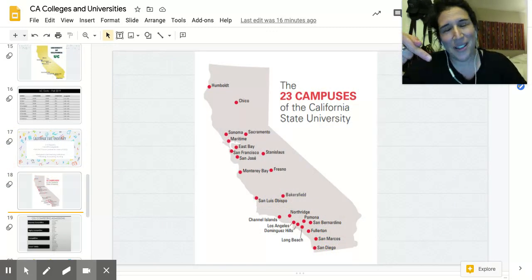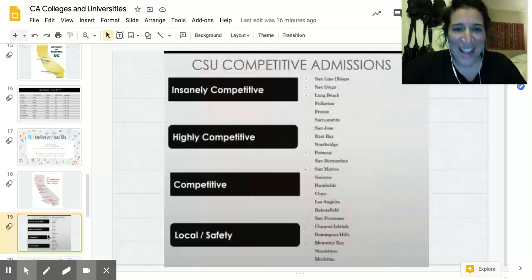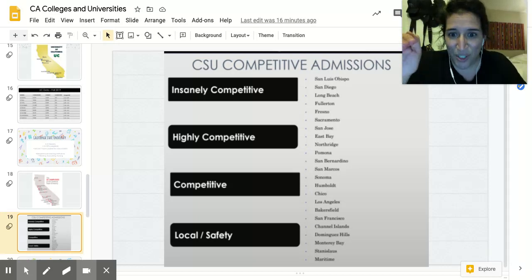Pause here, and continue. As far as competitive admissions, the one that is the most competitive is Cal Poly, San Luis Obispo, followed by San Diego, Long Beach, Fullerton.